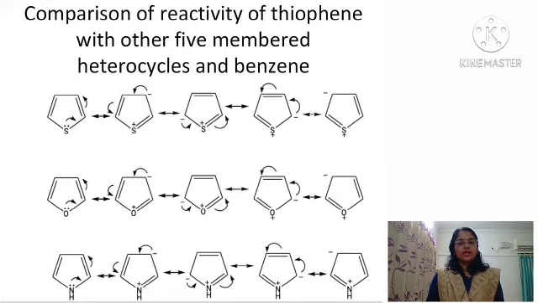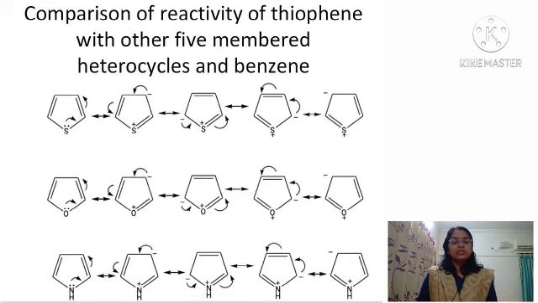But when we look at thiophene, sulfur has the least electronegativity. So the release of electrons by this heteroatom, that is sulfur, will be easy, so that it helps in the delocalization of the pi electrons. That means aromaticity is increasing. If aromaticity increases, reactivity will be less.